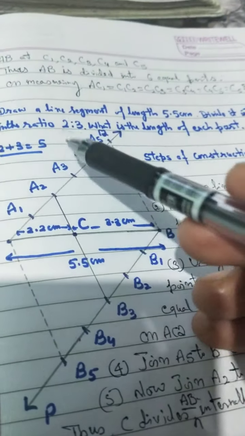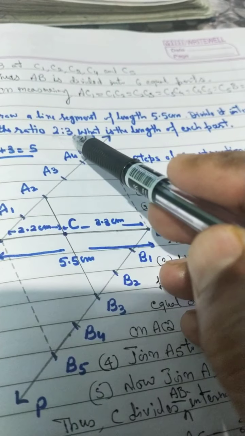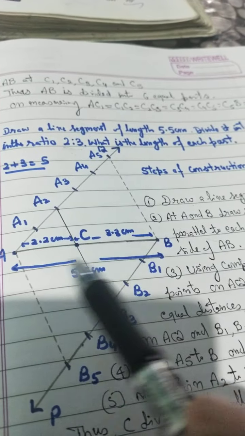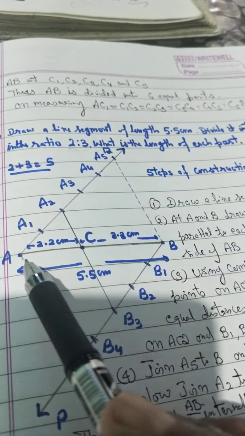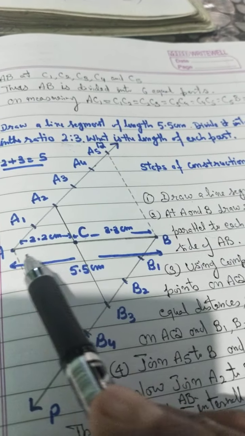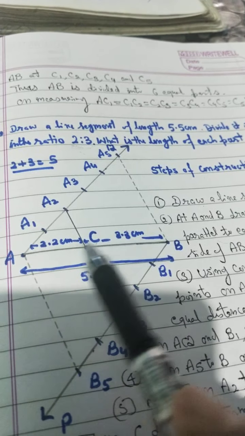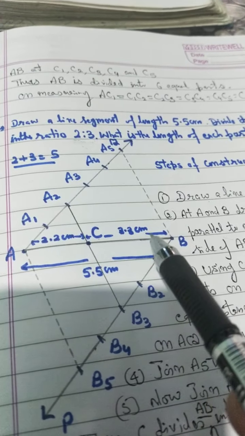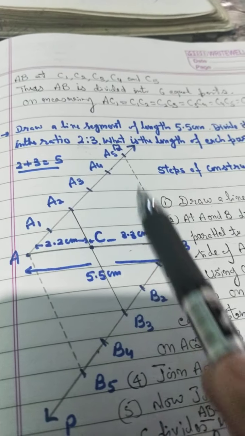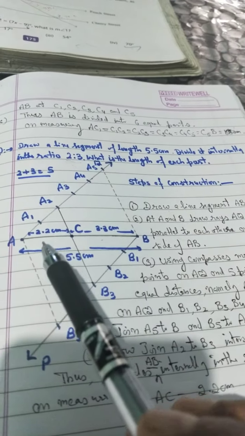At last we join A2 and B3. So this A2 and B3 intersect AB at C. On measuring we get the length of AC and CB. This line segment is divided in 2:3 parts. With the help of ruler we can measure the length. AC is equal to 2.2 cm and CB is equal to 3.3 cm. If we add these two line segments, their sum is also equal to 5.5 cm. I do the sum once again.